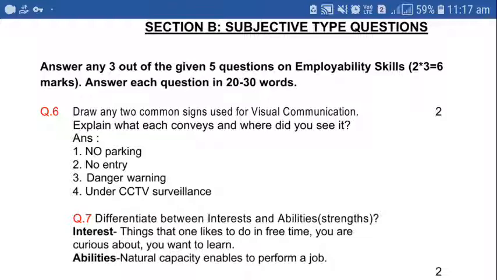So you can just draw here a no parking sign, or a no entry sign, or a danger warning sign, or you can just draw the picture of under CCTV surveillance. All these symbols you can see everywhere, at a bus stop, or no entry, which means administrative blocks where entry is not allowed. And you can see this one in a complex or shopping complex also, where a CCTV surveillance or CCTV warning is pasted. So you can just draw any two out of these given four options.